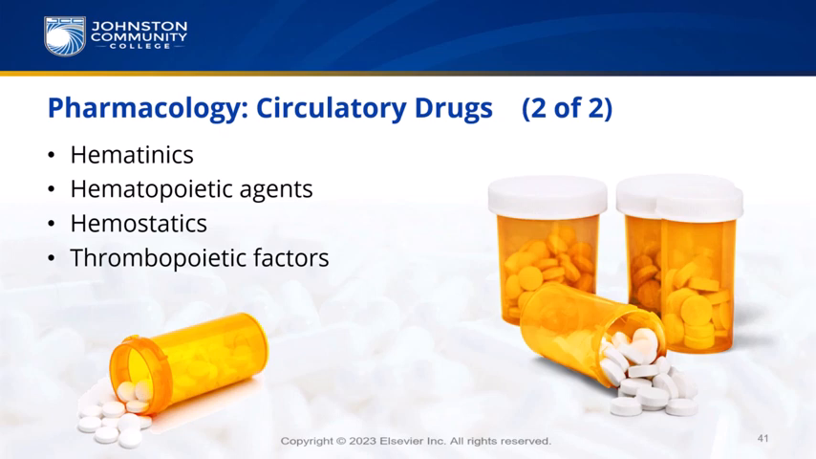Hemostatics are drugs that help stop the flow of blood. Remember, static means stopping or controlling the flow of blood. Examples include Amicar and Cyklokapron. Thrombopoietic factors are agents that stimulate the production of thrombocytes or platelets. Oprelvekin, or Neumega, is an available agent.